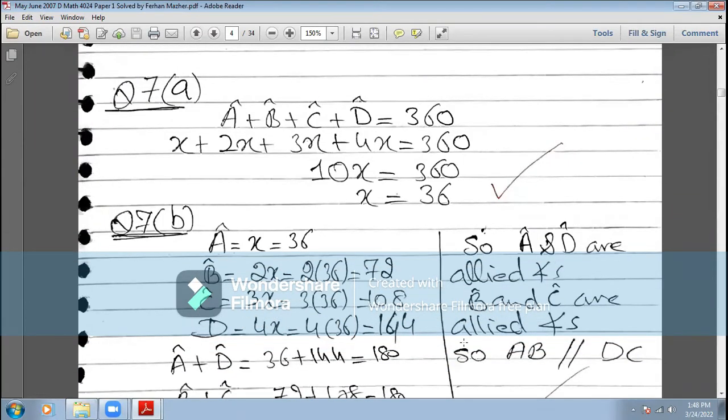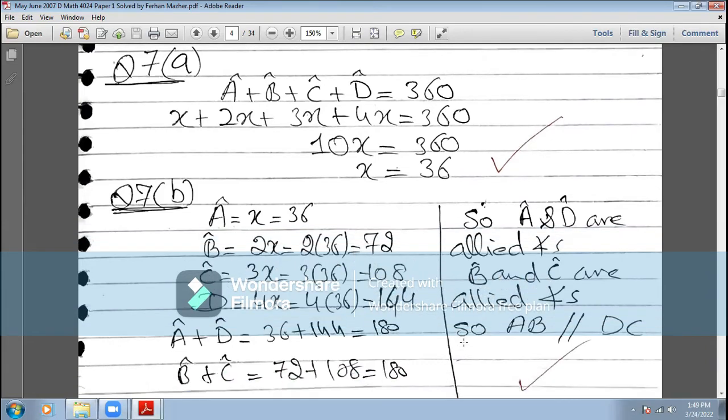Because this is a quadrilateral, all the 4 internal angles, their sum will be 360. So angle A plus angle B plus angle C plus angle D will be 360. The angle A is X, the angle B is 2X, the angle C is 3X, the angle D is 4X, equals 360. So it will be 5 and 4, 9, 9 and 1, 10. 10X equals 360. So X will be equal to 36.